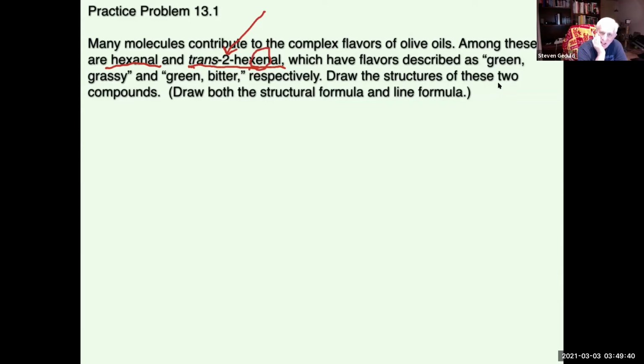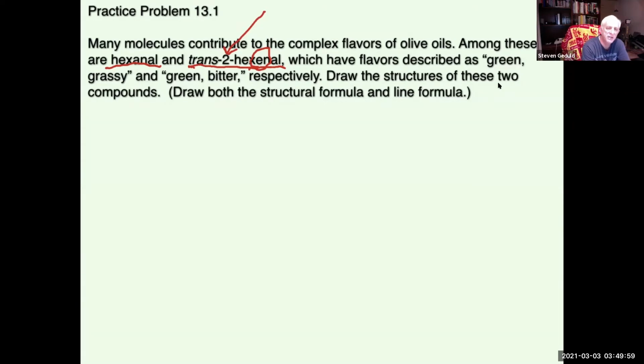There's an E-N-E in there. Remember, A-N is single bonds, E-N is double bonds, Y-N is triple bonds. So that's an ene. So that 2 tells you where the double bond is located, not where the aldehyde group is located. We know where that's located. Perfect. Very good. So let's make hexanal.